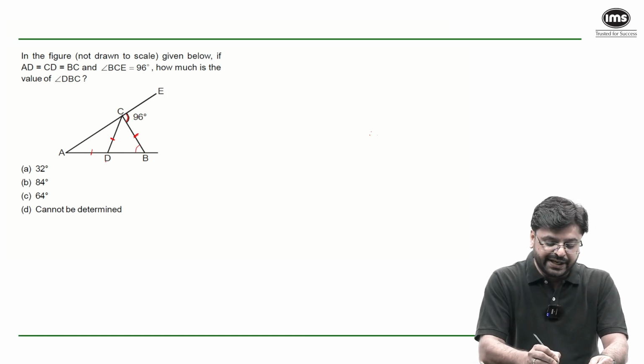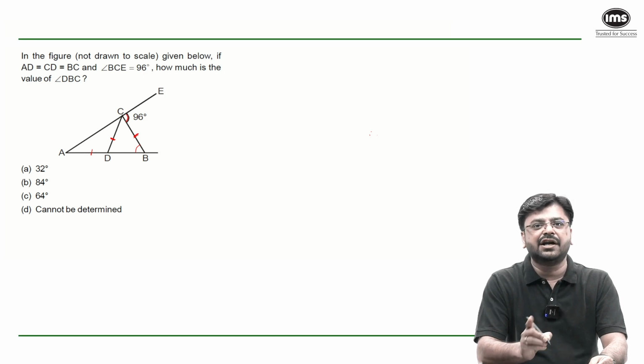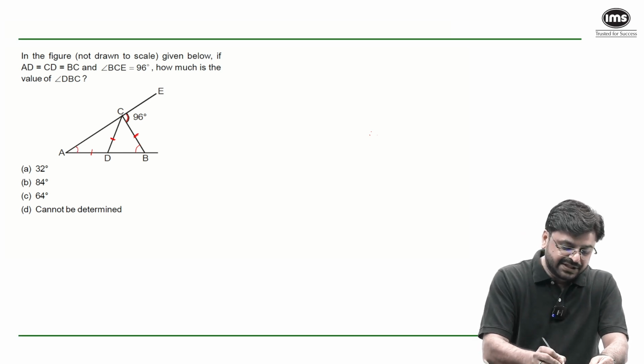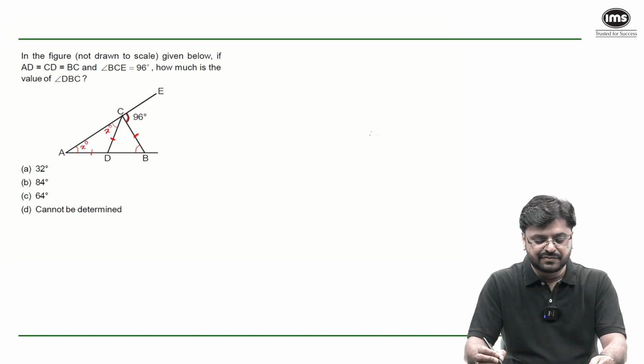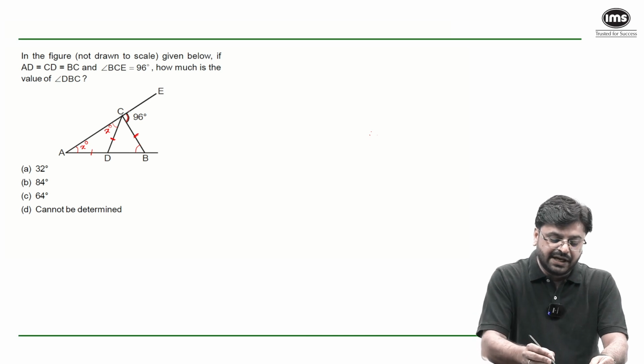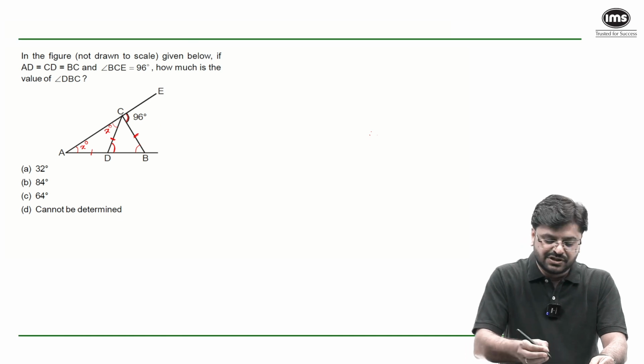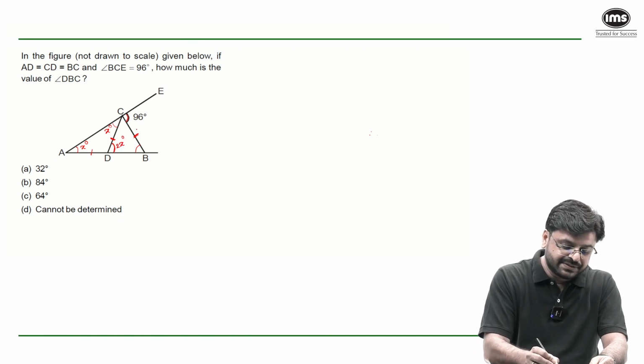Now, in triangle ACD, AD equal to DC, which means it is an isosceles triangle. And in case of isosceles triangle, angles opposite to the equal sides are equal. So if I take this angle to be x degree, then this angle is also x degree. Now, angle CDB is the exterior angle of triangle ACD. An exterior angle is nothing but the sum of two interior opposite angles. So this is equal to 2x.